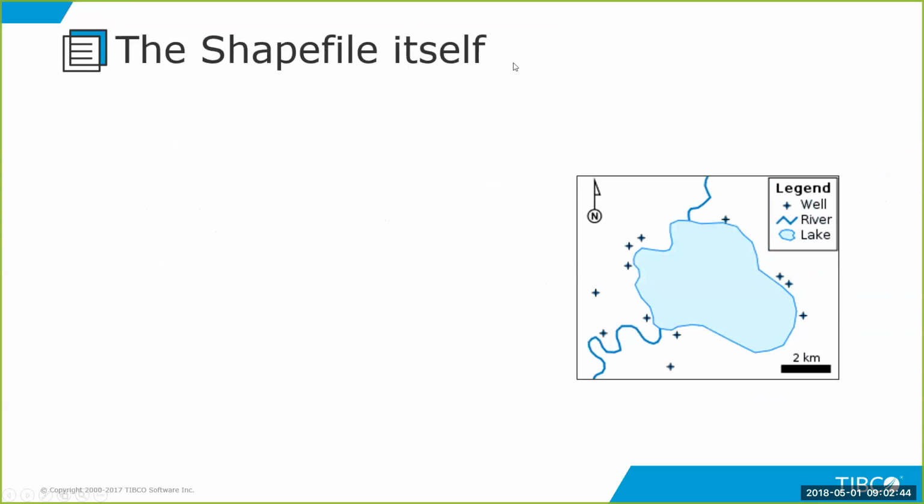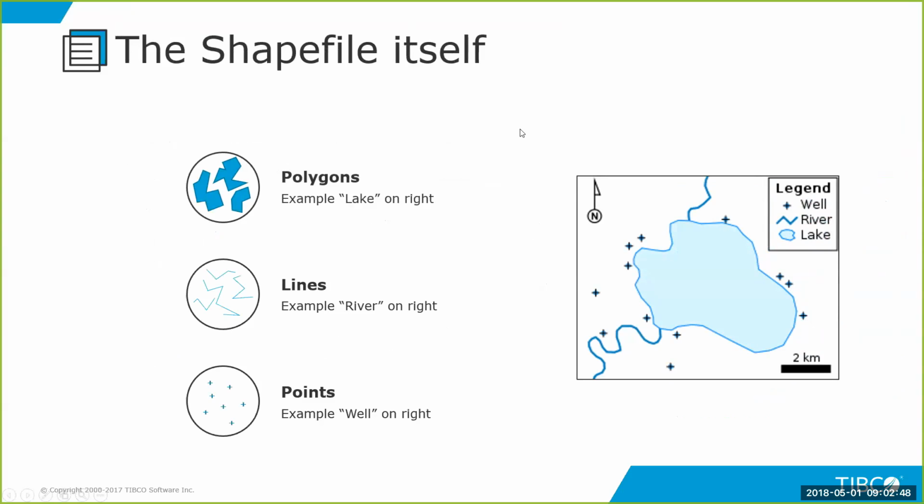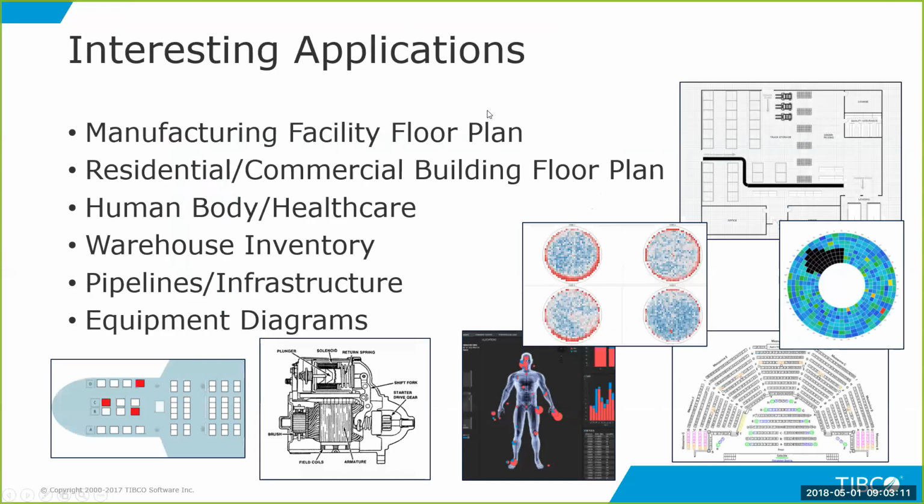The shapefile itself consists of polygons, lines, or points. So you can see here, this is a polygon. There's a river here, which is an example of a line. And then there are these wells here, which are examples of points. Each of these will be their own shapefile. So you won't create one shapefile that has all of these together, but rather different shapefiles for each type of geometry.